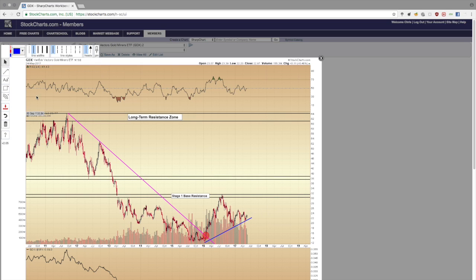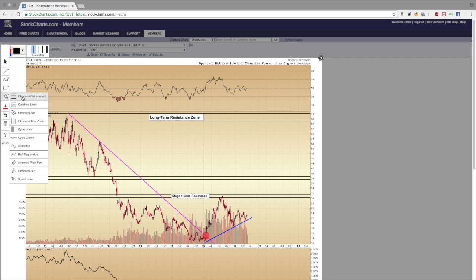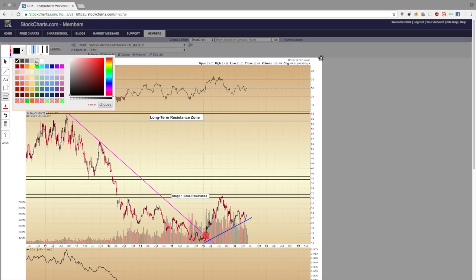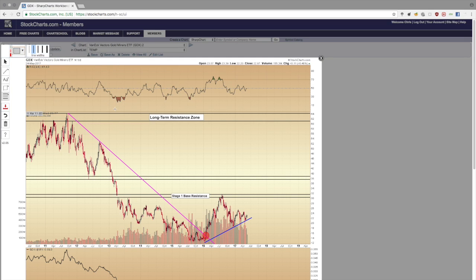Okay, what else is important here from a technical standpoint? Let's talk about Fibonacci lines. Okay, so here's our Fibonacci retracement tool, and I usually use this. I usually go with a silver color for this.